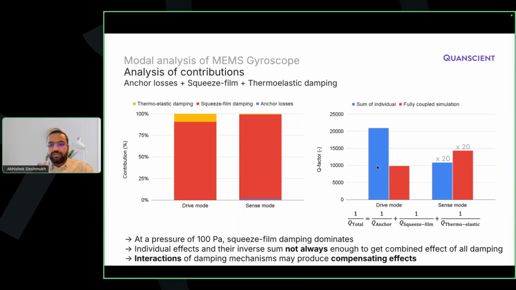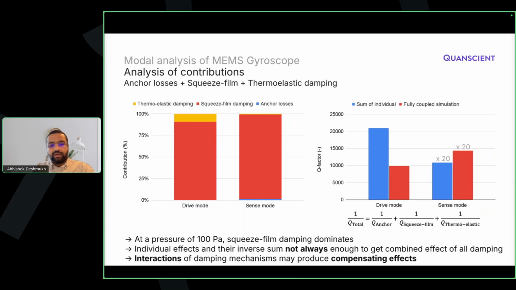So what you see here is that the blue bars are the calculations of the inverse formula, and the red ones are from the fully coupled Allsolve simulation, including all three mechanisms. What I see here is that the drive mode Q factor is almost reduced by half, and on the other hand, the sense mode Q factor is increasing. This was a bit confusing for me, but I gave it some thought and tried to understand what might be happening.